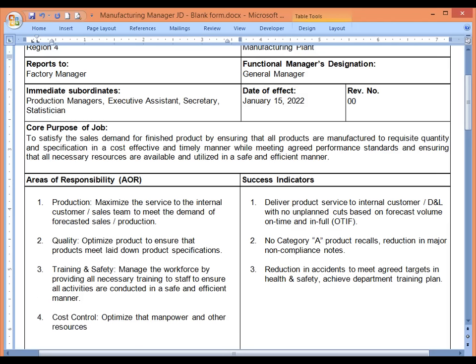And other resources required to achieve manufacturing objectives.